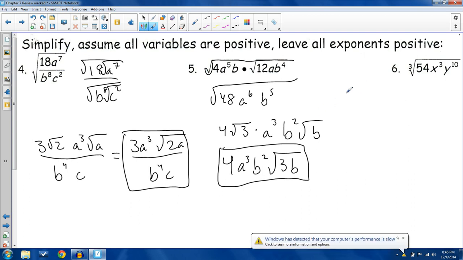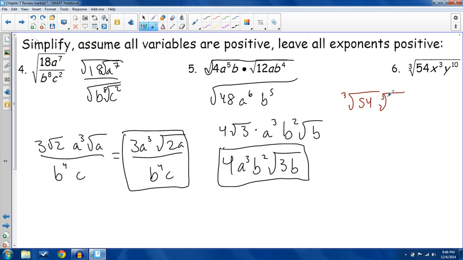Now notice how there's reason to sometimes blend things together and sometimes not. This time I'm going to split these up again. Cube root of 54, especially because we haven't talked too much about cube root yet, times cube root of x cubed times cube root of y to the 10th. Cube root of 54, okay, that's not a perfect cube, and you might be saying, well, how do you do that without a calculator? One thing you'll have to do a little bit is know some of your perfect cubes.